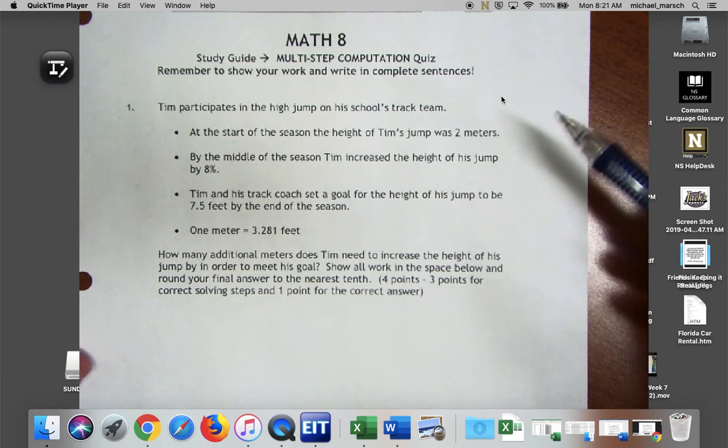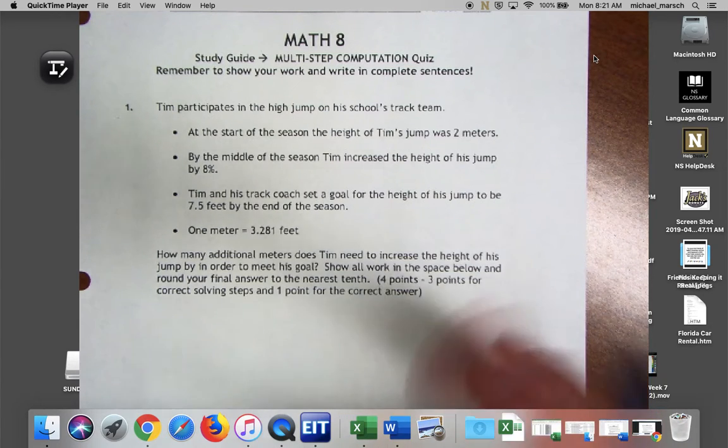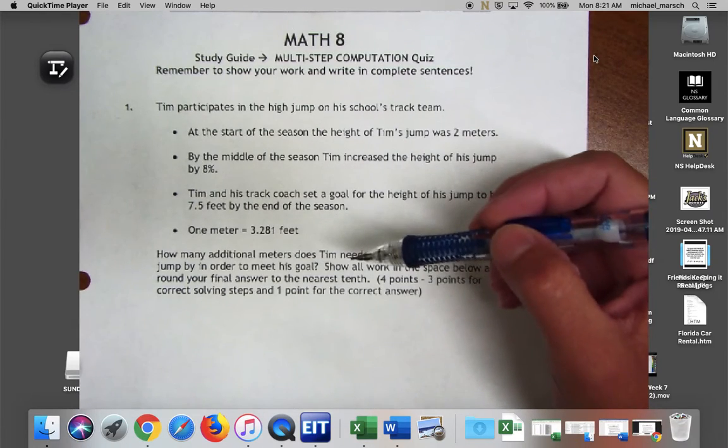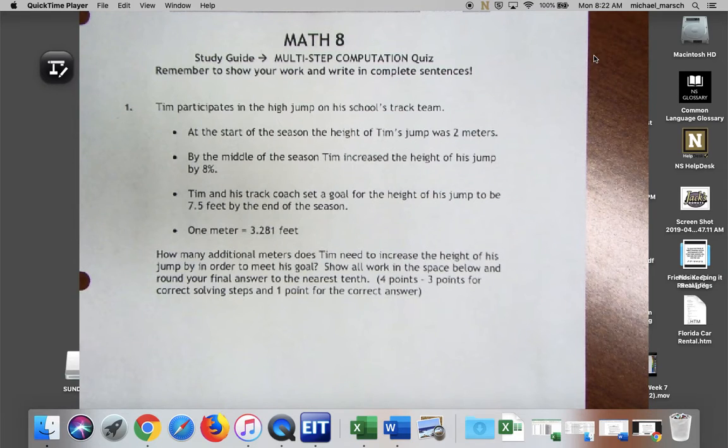You should have opened this document as a PDF in Notability, and hopefully you know how to do the split screen so you can listen, watch me go over this, and be doing it at the same time. So this is your study guide for a quiz that you're going to have tomorrow, maybe? Yeah, I think tomorrow.